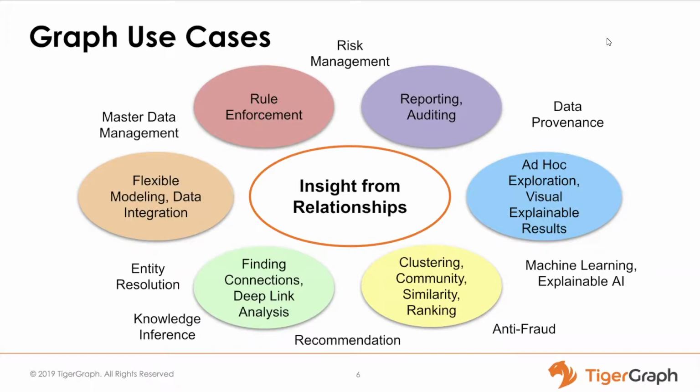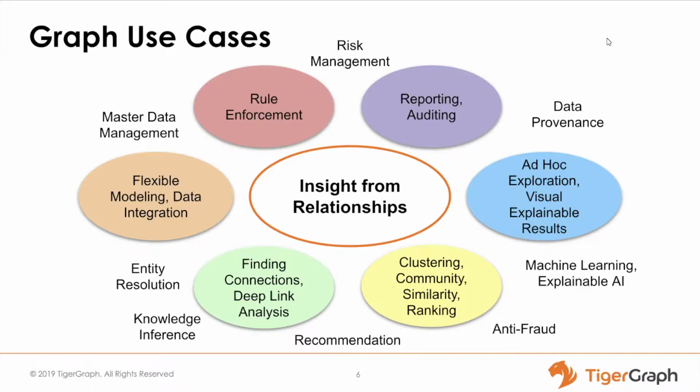Going down to the bottom, well, obviously I've got a graph, so I want to look at the direct connections. I want to look at the second and third degree of connections. I want to do deep link analysis. I want to see how many paths there are. What do I know? What can I conclude by seeing that different things are connected? What patterns do I see?